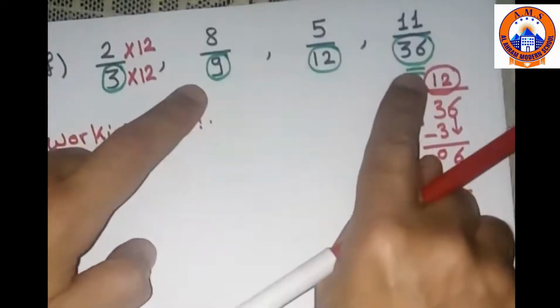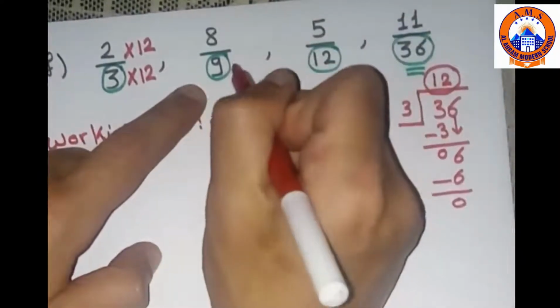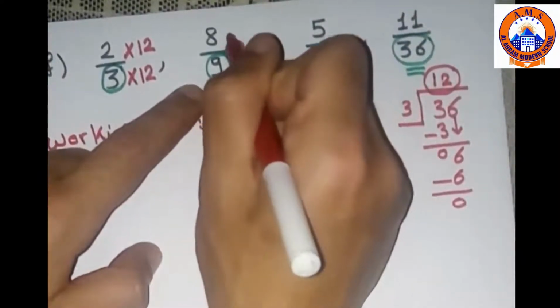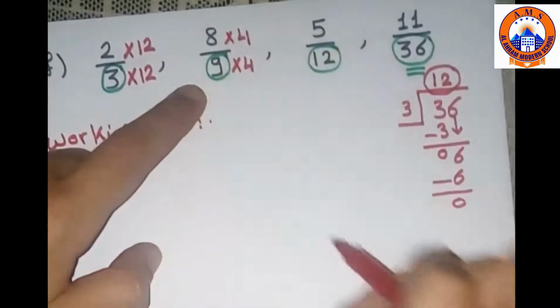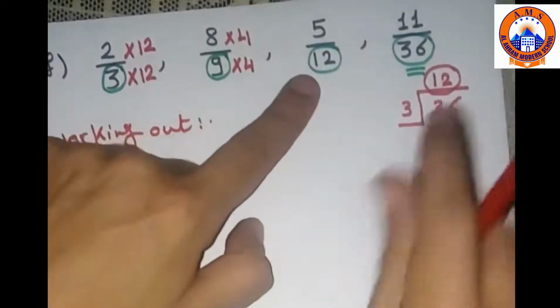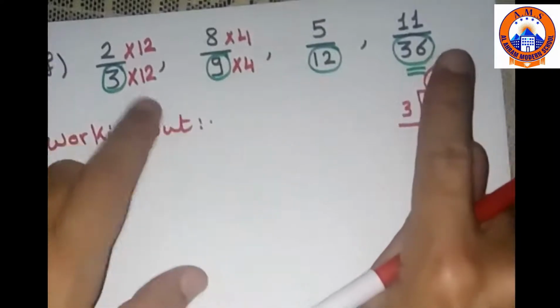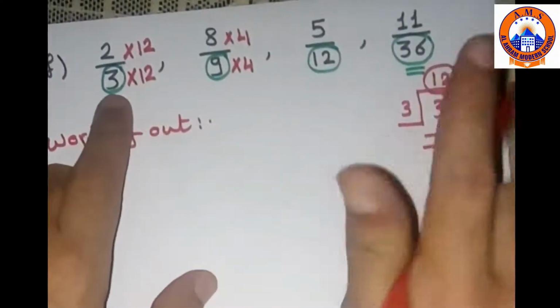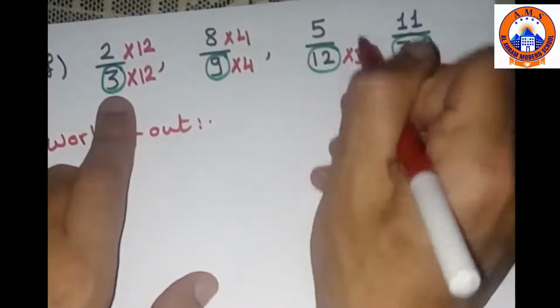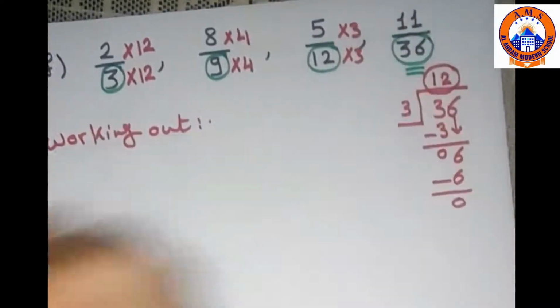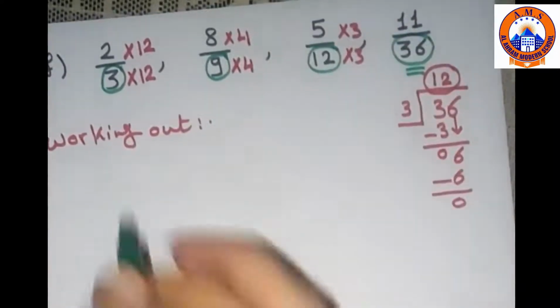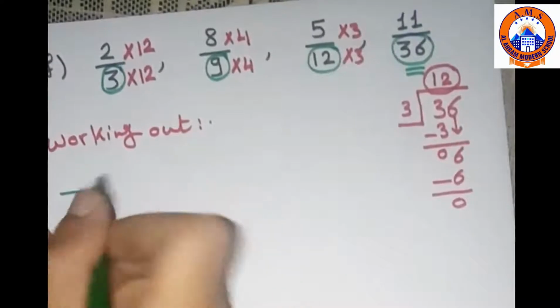9, can it be 36? Yes, from the times table, if we multiply it by 4, it will be 36. 12 can be 36. Yes, 12 can be 36 by multiplying by 3, down and up. So let's make the working out and get the values of the fractions.